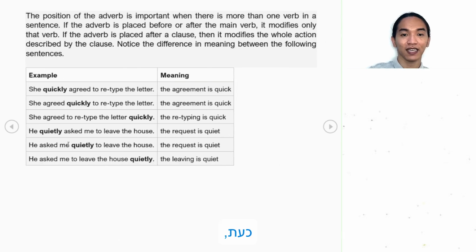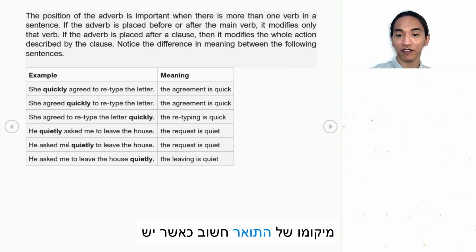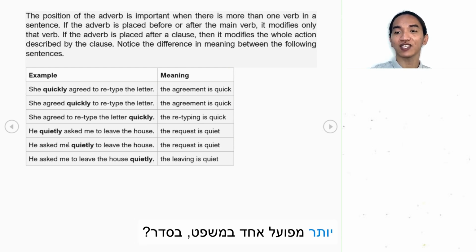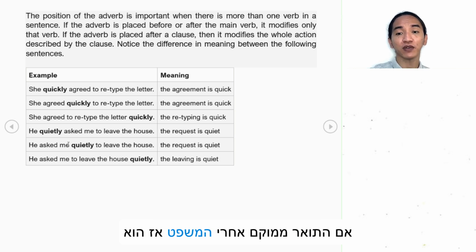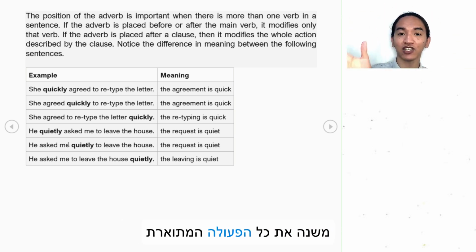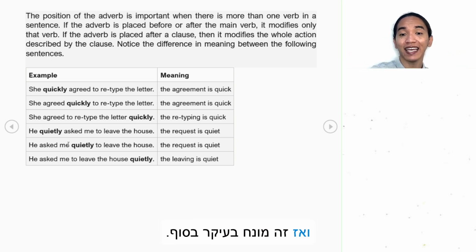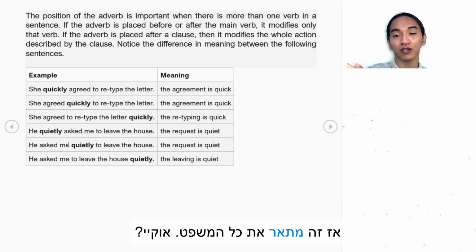Now, the position of the adverb is important when there is more than one verb in a sentence. So you have to strategically or smartly put it, if there are two or more verbs in your sentence. If the adverb is placed before or after the main verb, it modifies only that verb. We are only modifying that verb. If the adverb is placed after a clause, then it modifies the whole action described by the clause. Then it is mostly put at the end, so it describes the whole clause.